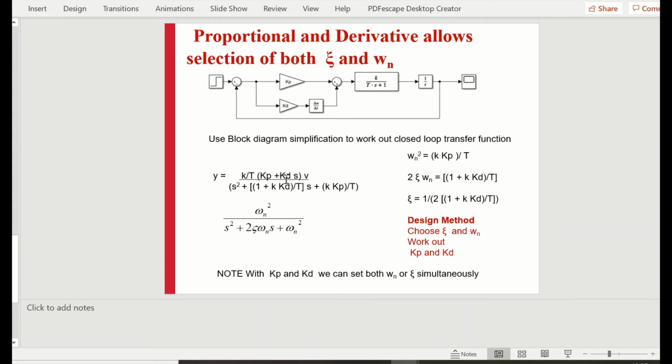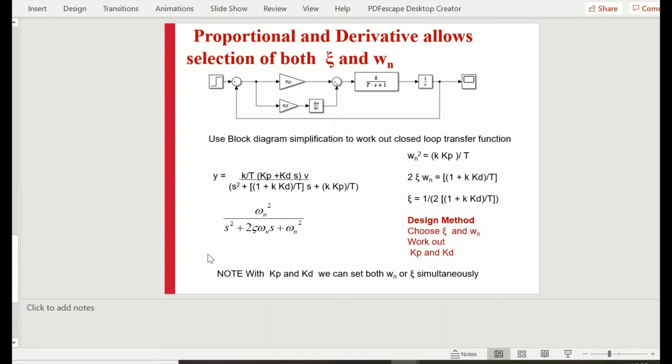So this is what it comes out as when it's simplified down to a single block. And this is the same now as a classic second order system, s squared plus 2 zeta omega n s plus omega n squared. So this part here is the same as this. Notice it's been made to have just an s squared term there to be the same as that.